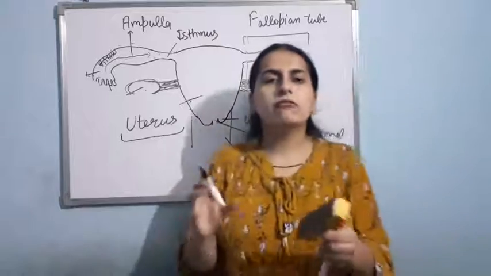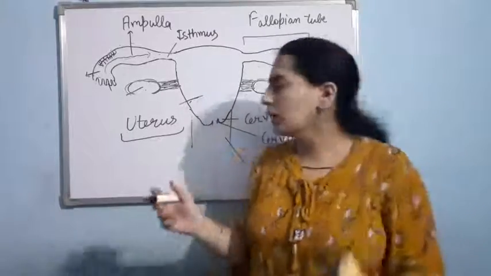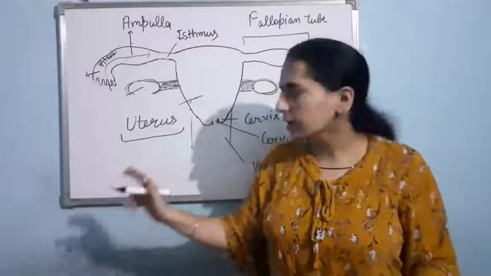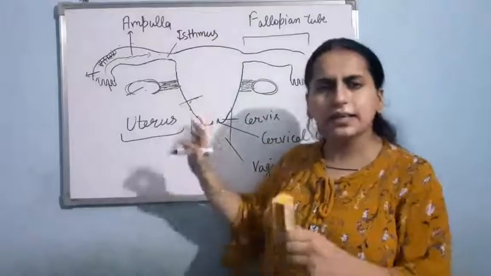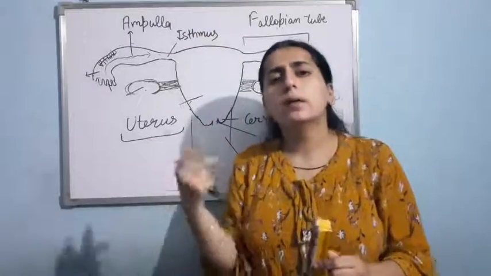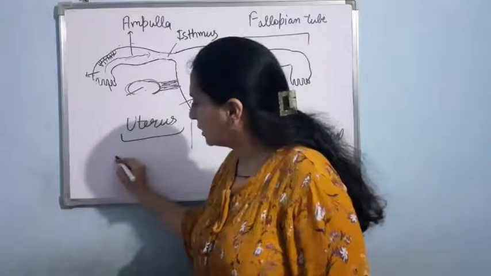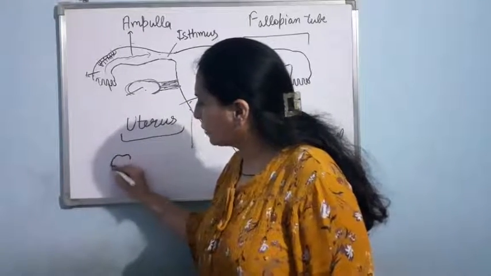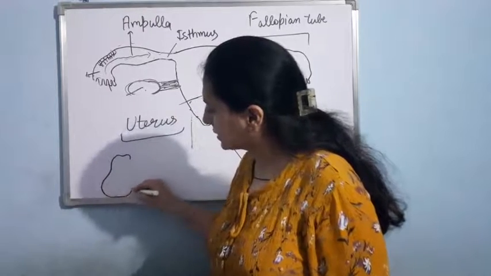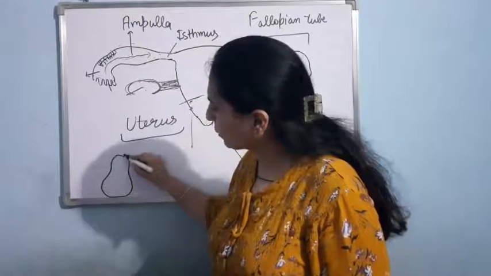Uterus is inverted pear shape. Now let me draw the shape of a pear, and then you can imagine that yes, it is inverted pear shape. Let me draw the pear first. Just see. The shape of a pear is like this. Right? Somewhat like this.